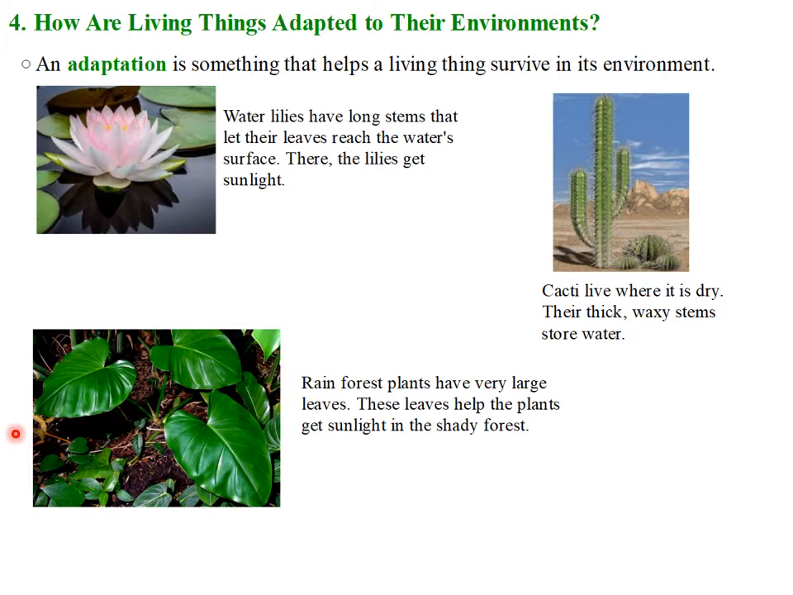For example, water lilies have long stems that let their leaves reach the water's surface. There, the lilies get sunlight. Cacti, for example, live where it is dry, so their thick, waxy stems store water. Rainforest plants have very large leaves. These leaves help the plants get sunlight in the shady forest. So these are examples of adaptations that help living things survive in their environments.